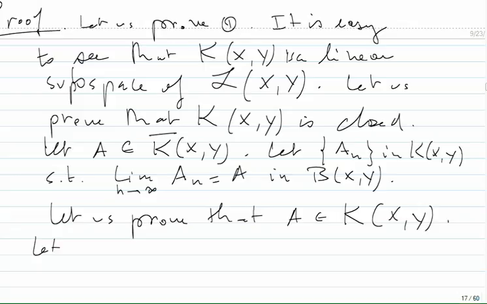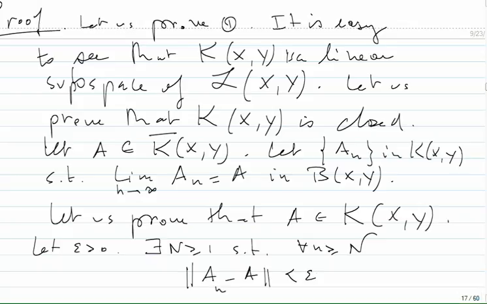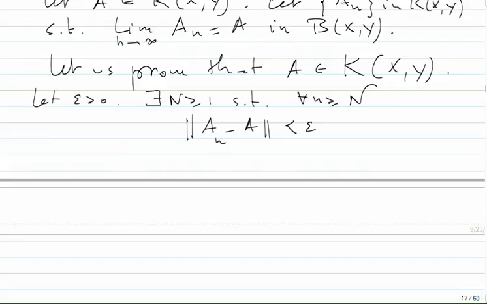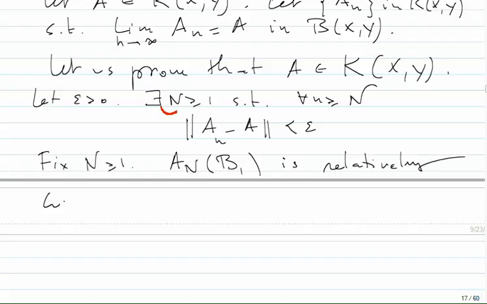Let epsilon be positive. We know that there exists an N greater than 1 such that for every n greater than N, the norm of An minus A is less than epsilon. This is the operator norm, of course. Now, fix that N, the one that we just found. We know that AN of the unit ball of X is relatively compact. Then AN of B1 is totally bounded.